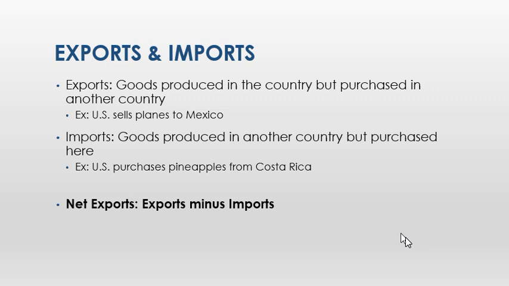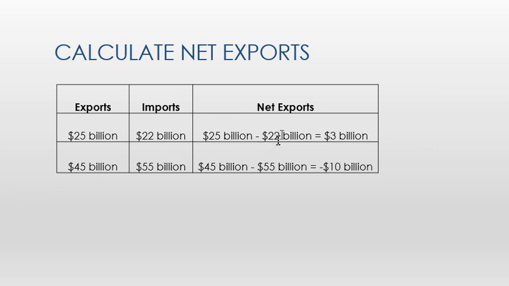So if we take exports minus imports, then that is going to be what we call net exports. Okay, so net exports would be exports minus imports. So if exports are 25 billion and imports are 22 billion, we do 25 billion minus 22 billion. So net exports would be 3 billion. But in our country, exports are always less than imports. So in this case, exports 45 billion, imports 55 billion. So net exports would be negative 10 billion. These are not US figures. I made these up. So those are the components of GDP.